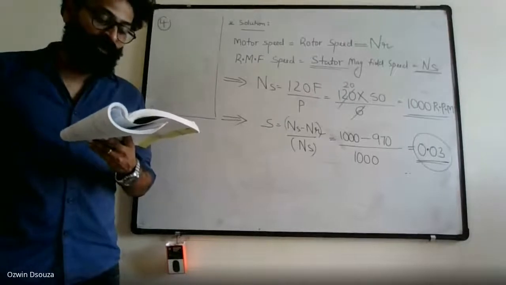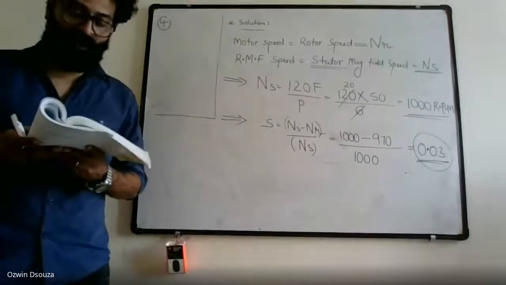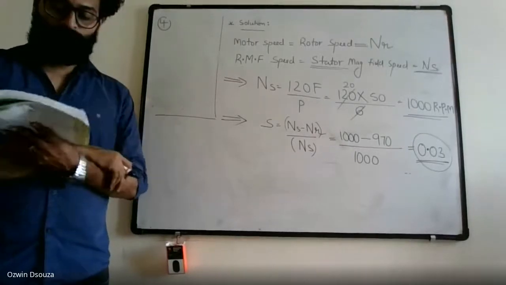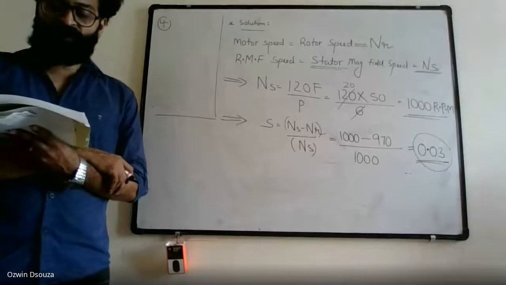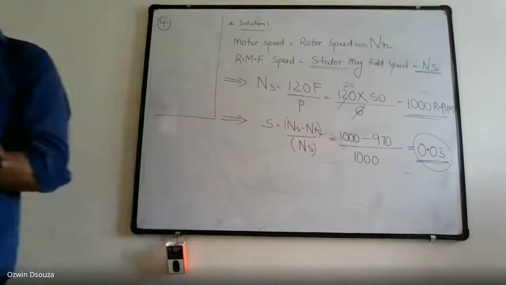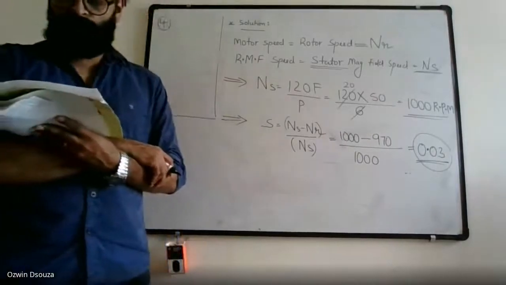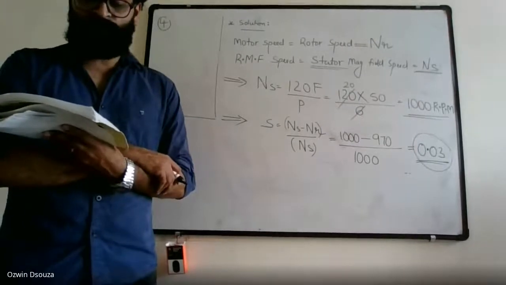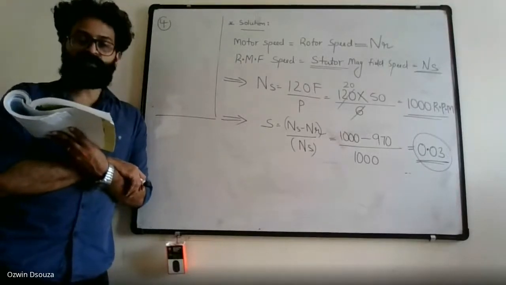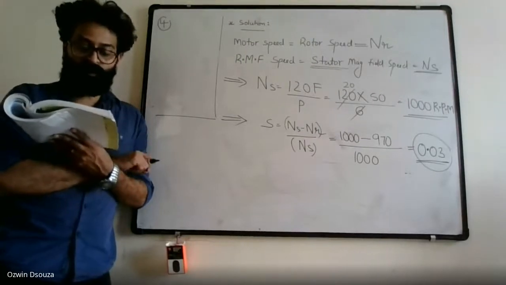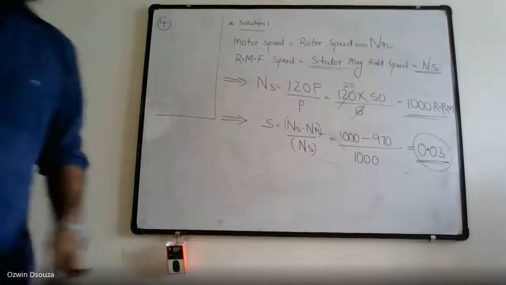Right on. A 10-pole induction motor is supplied by a 6-pole alternator, which is driven at 1200 RPM. If the motor runs with a slip of 3%, what is its speed?